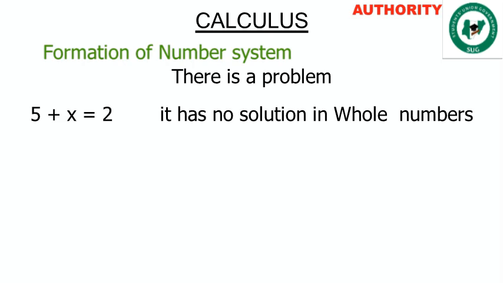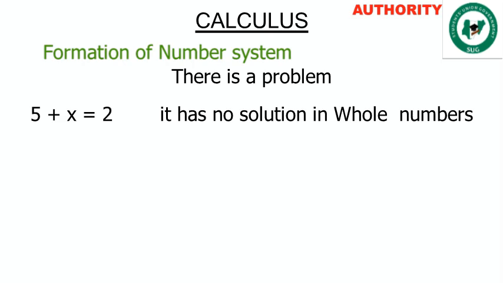So if we solve this, what is it going to give us? We discover that there is no number that we can find from the whole numbers that will satisfy this expression. There is no number. You get it? Let's just say if you pick 0, 5 plus 0 will give you 5, not 2. If you pick 1, 5 plus 1 is 6. So all the numbers in the whole numbers, none can satisfy this problem.